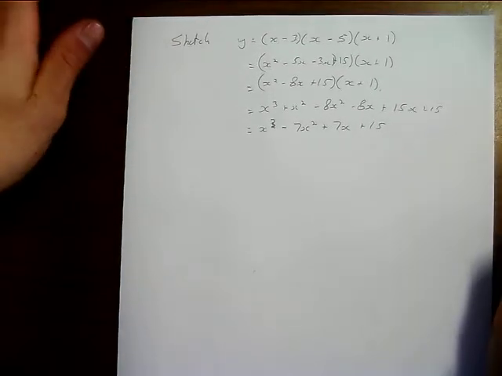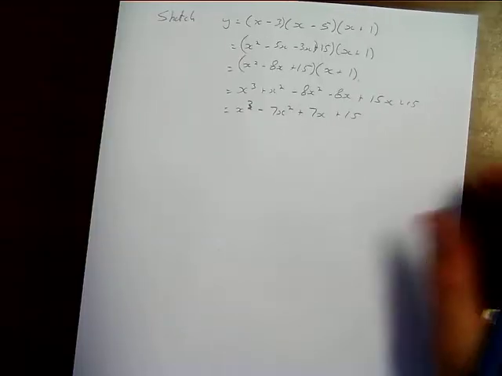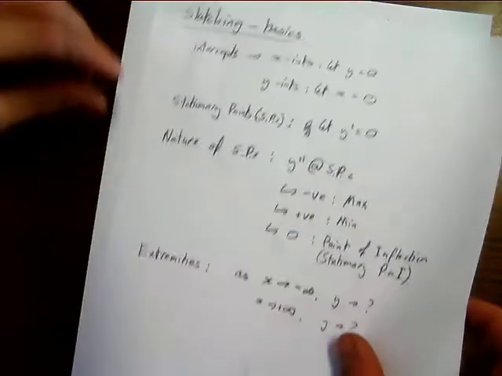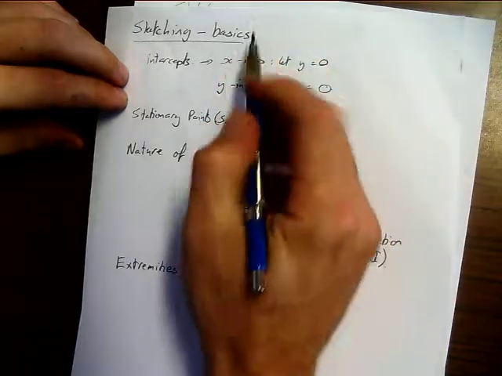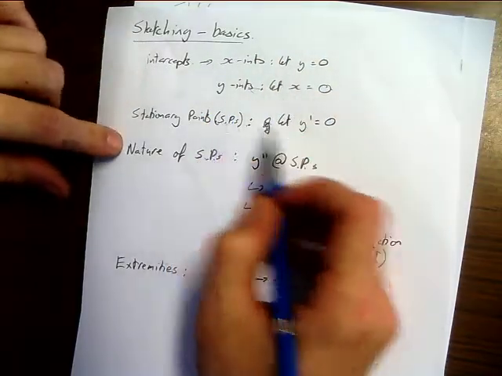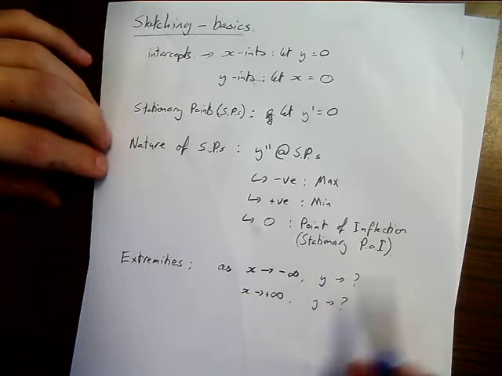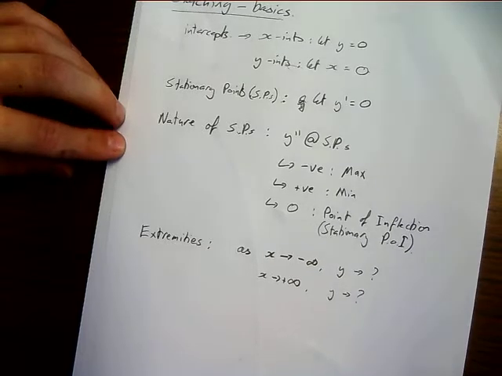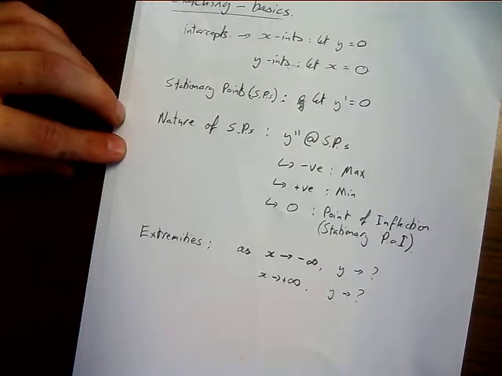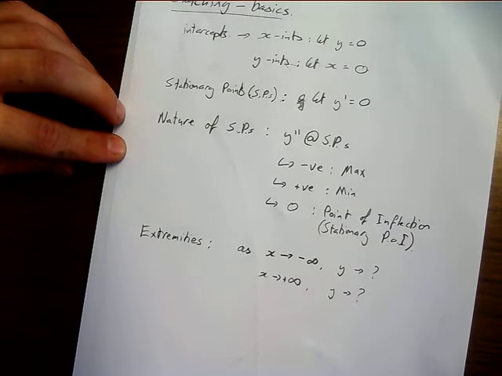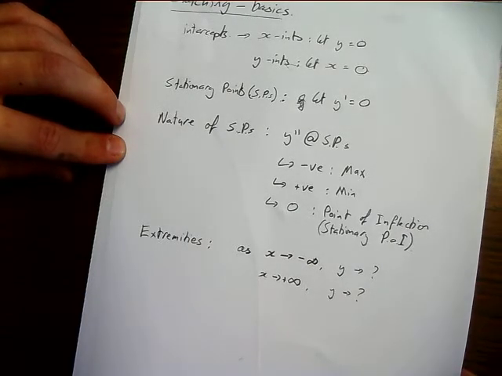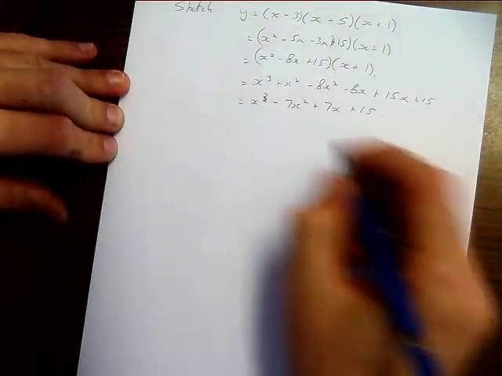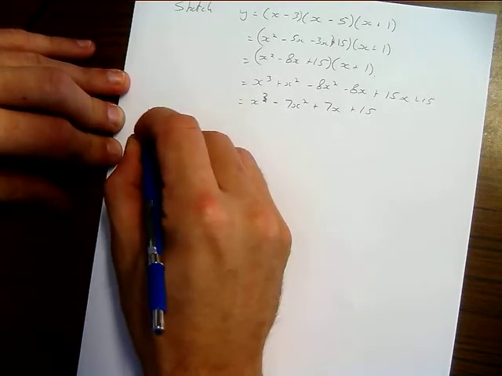Okay, so when we're sketching, we need a few things. I had a checklist somewhere. Here it is. These are the things we need when we're sketching: our x-intercepts, y-intercepts, stationary points, nature of the stationary points, extremities, and is there anything else? Concavity. We're going to leave concavity for a different example. So that's all we need on this sketch, really. We'll cover another example with concavity.